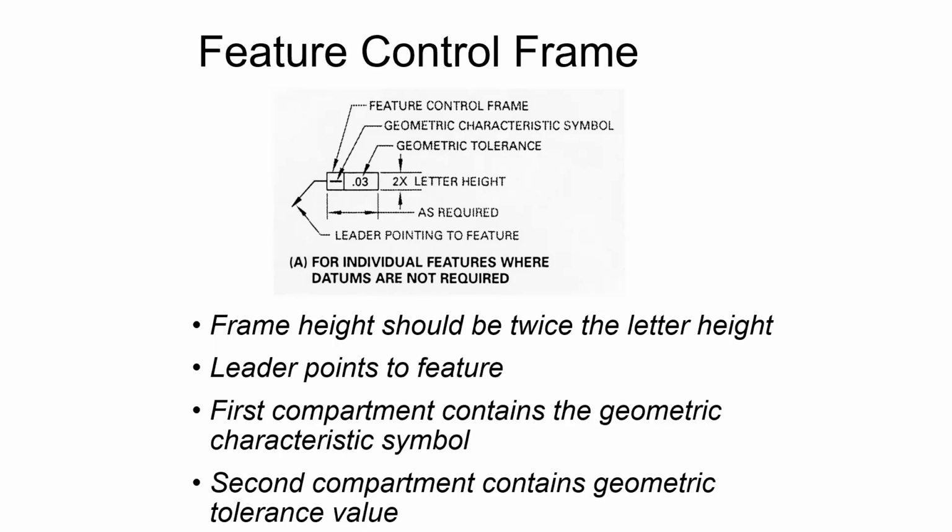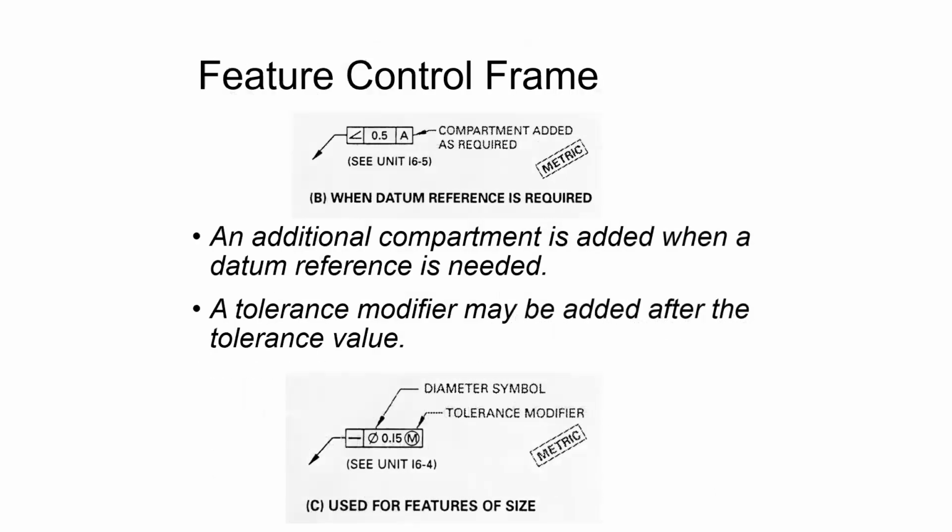AutoCAD's got a feature control frame. It's on the annotate ribbon. Actually, it's in the dimensioning tools. So we'll look at that here in a second. So here's the feature control for a related item. So we have, you know, it's angular. So we have to say angular to what? So now we have angular, we have the tolerance 0.5, and then we have angular to what? A, okay? So that's a datum. That A in that square is a datum.